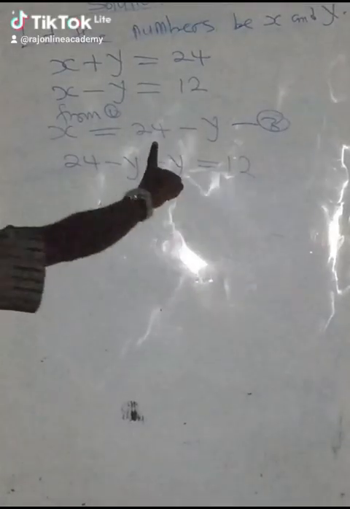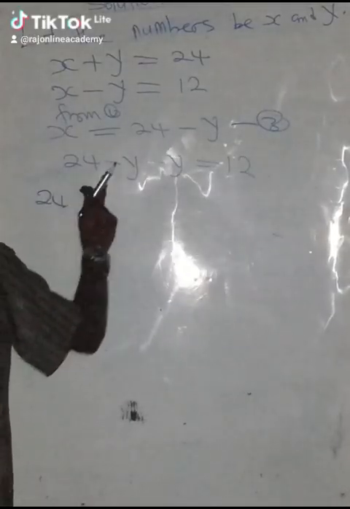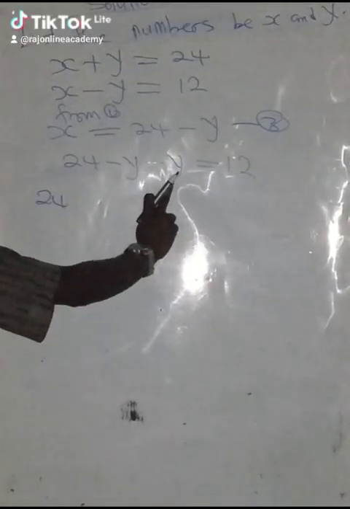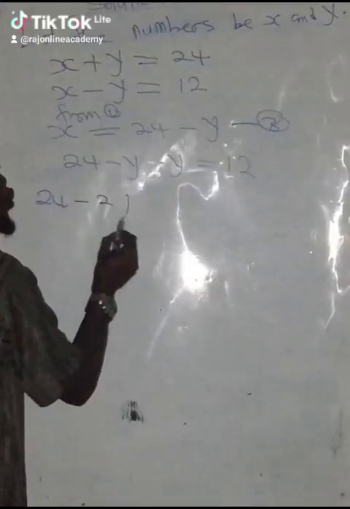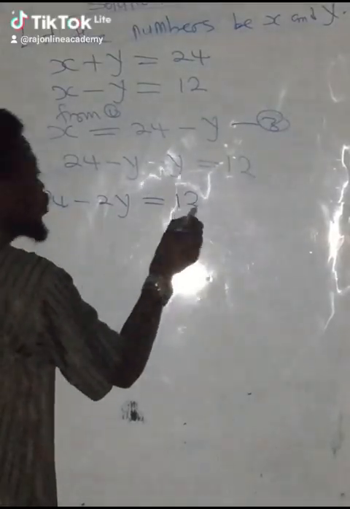Yeah. Now, 24 here minus y. Is that also, sir? Yeah. Good. Now we have what? 24 here, minus times minus here, what do you have? Plus, right? But we have what? Minus 2y here is now equal to 12, eh?